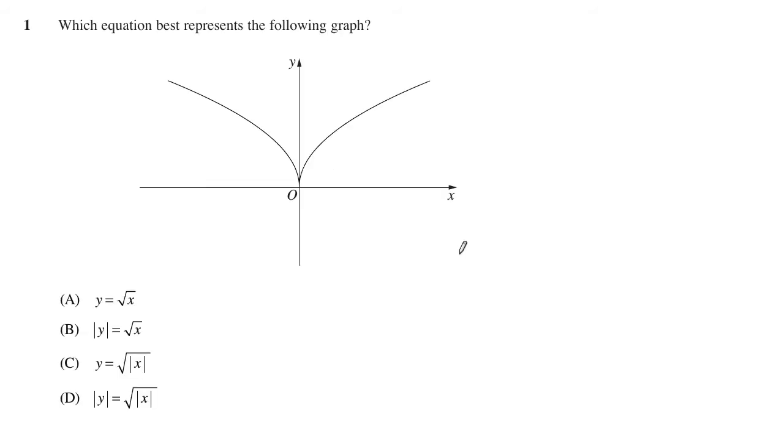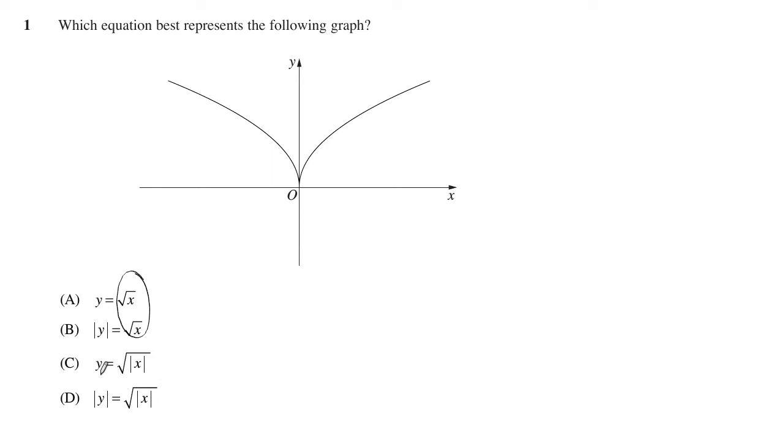Question 1. With this one, you can see that on the graph it's defined for negative x as well, not just the positive x. So that immediately rules out these two, because if x was negative in here, that wouldn't work. You can't take the square root of a negative number. So it's going to be one of these two.